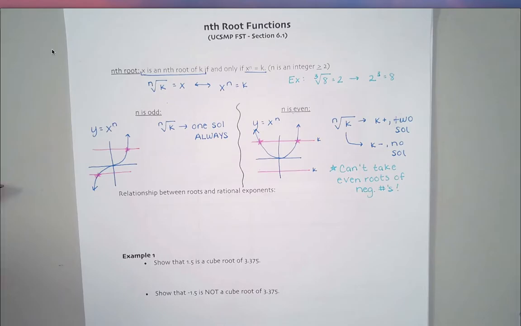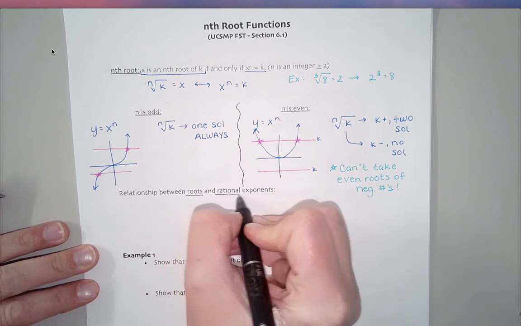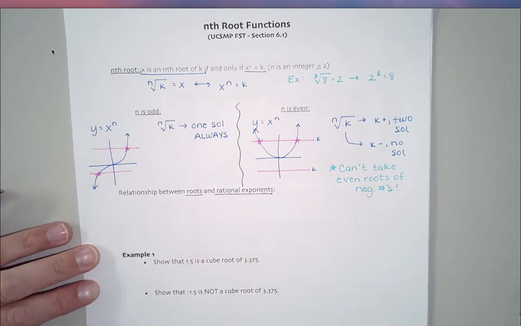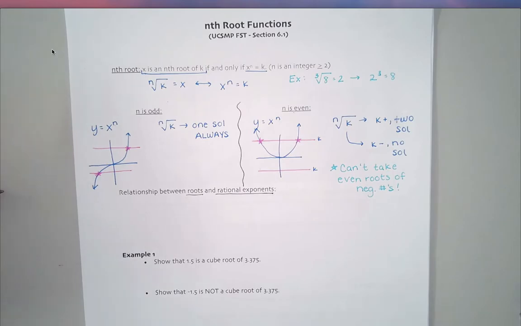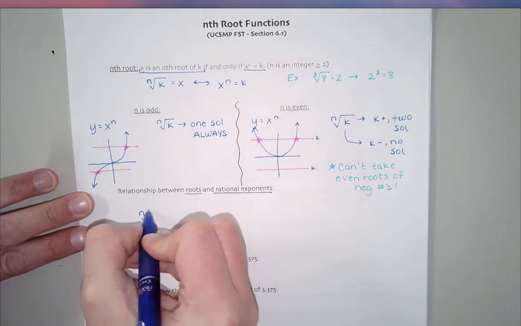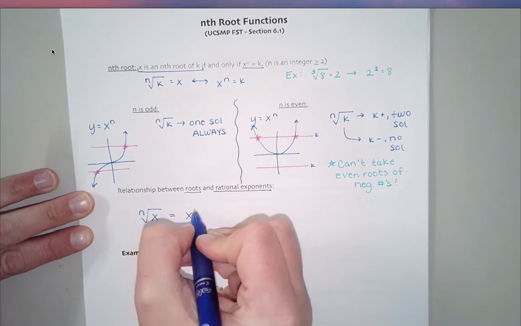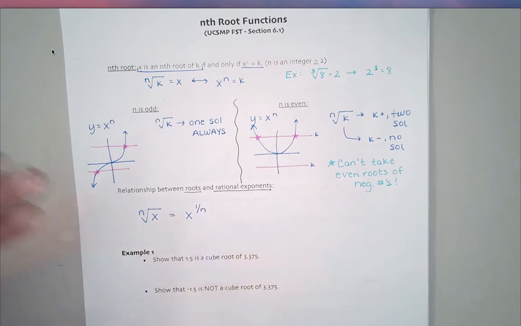One more reminder is that we're going to be talking about roots, but we're also going to be talking about what's called rational exponents. Rational exponents are fraction exponents. What I want you to know there is that if I'm doing the nth root of x, that's the same thing as doing x to the power of 1 over n.